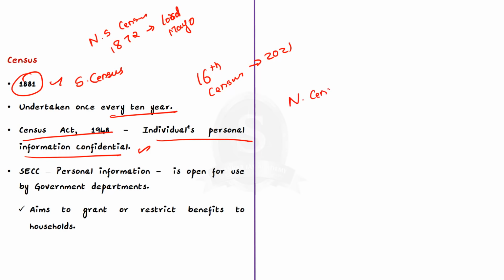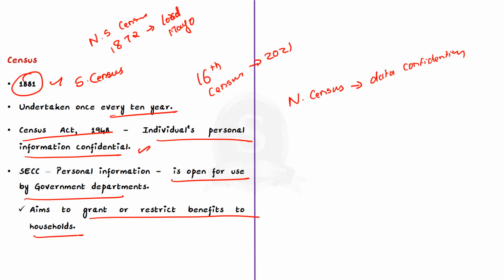On the contrary, all the personal information given in the Socio-Economic and Caste Census is open for use by government departments because it aims to grant or restrict benefits to households. This is the major difference you have to know. The next thing you have to know is that the Socio-Economic and Caste Census 2011 was not conducted according to the Census Act 1948. This means disclosure of information is not mandatory and sharing of details is voluntary for the citizens.